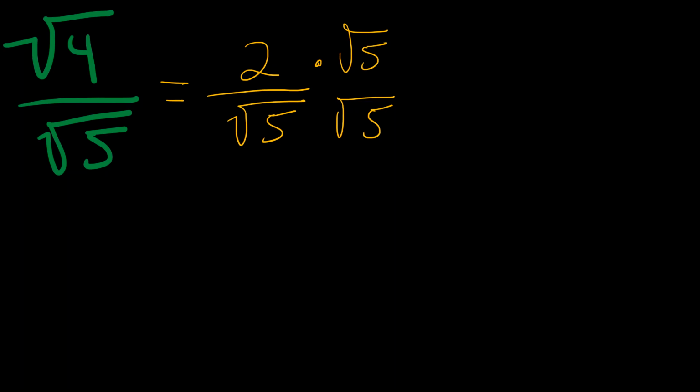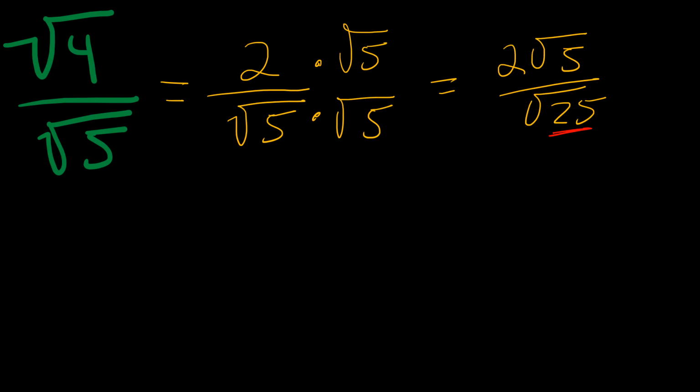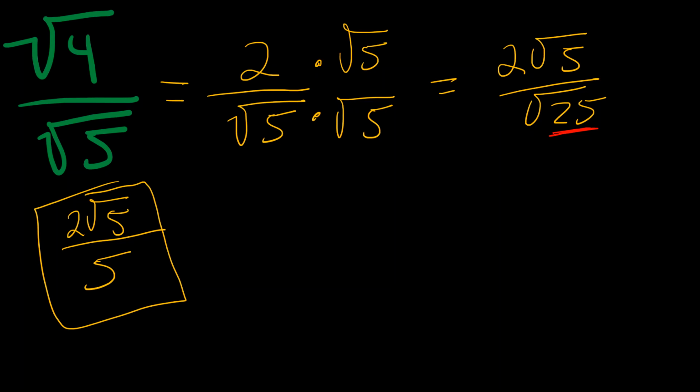All right, multiply the top and bottom by the square root of 5. On top we get 2 root 5. And on the bottom we get the square root of 25. Square root of 25 simplifies to just 5. So we have 2 root 5 over 5. Let's do another problem.